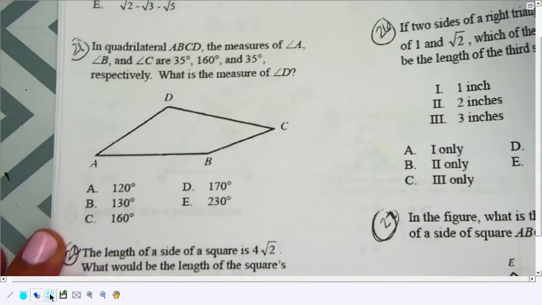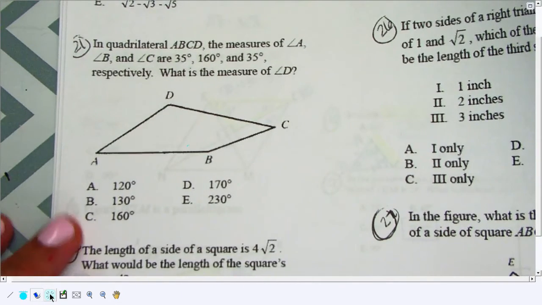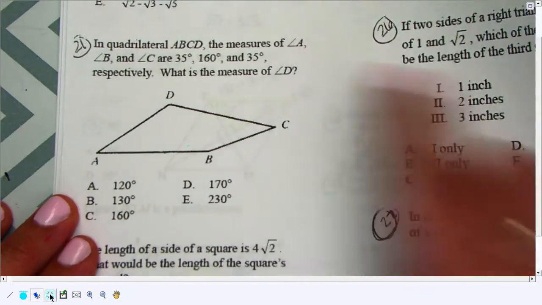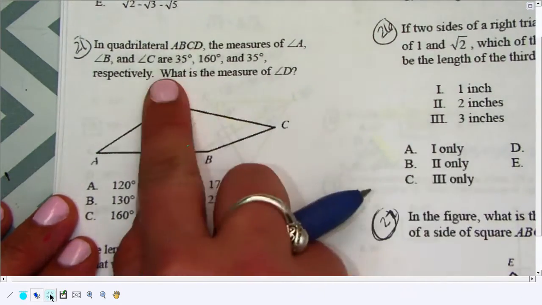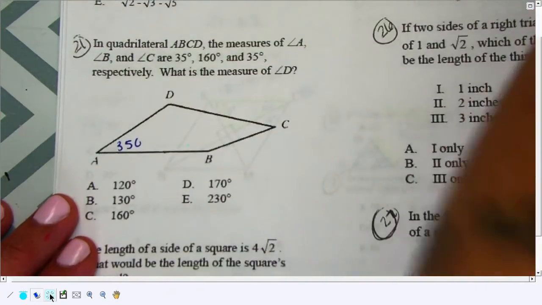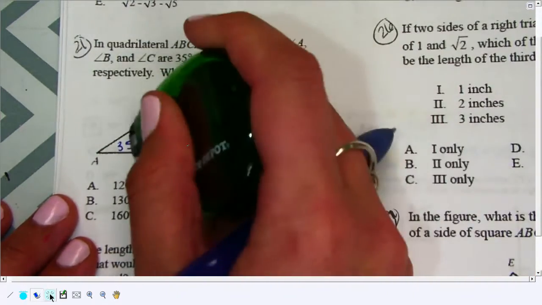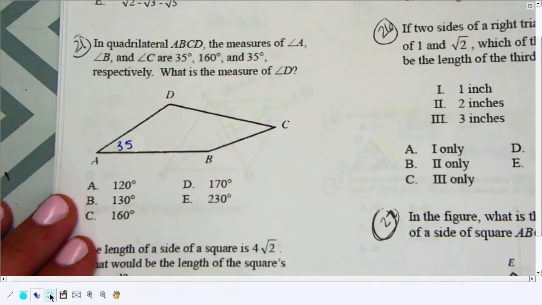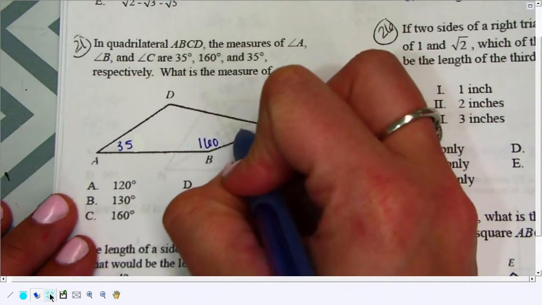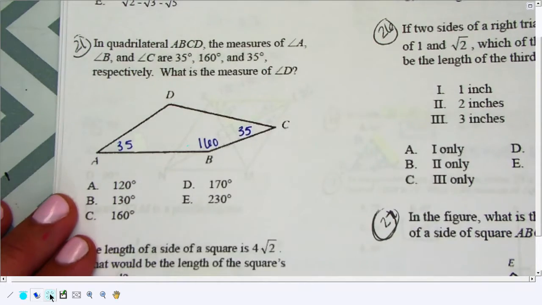21, in the quadrilateral, the measure of A, B, and C are 35, 60, and 35. So A is first, which means the first one goes with A. So 35. Oh, not 350. 35. The measure of B is 160. And then C is also 35. What is the measure of D?